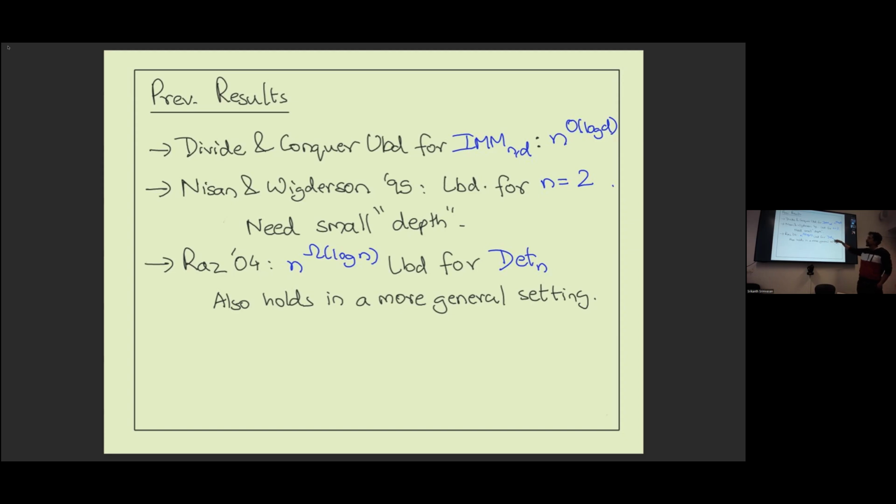We'll get to that. And so the thing about Raz's result is that he gets a stronger lower bound, and he also gets it to hold in a slightly more general setting that we won't really talk about. It's called the multilinear setting. So that's a story for another day. All right.